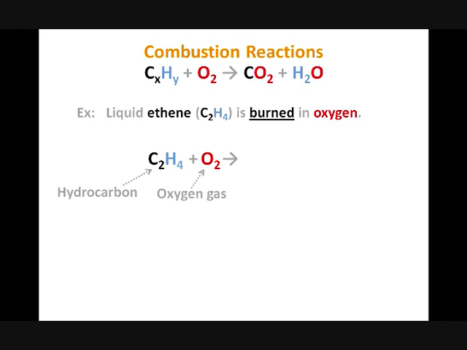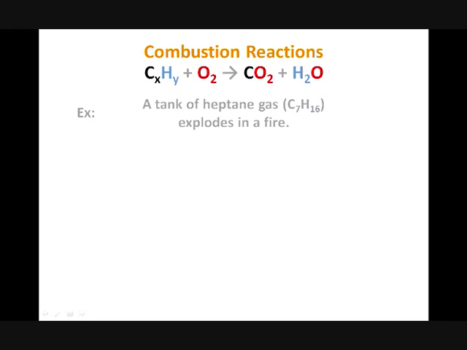Oh wait, this is a combustion reaction, and combustion reactions are the easiest of all because they always have the exact same products: carbon dioxide and water, CO2 and H2O. So, the correct equation for this chemical reaction is C2H4 plus O2 reacts to form CO2 and H2O. Here's another example. Try this one on your own. Pause the video, determine what the products will be, and then press play for the answer.